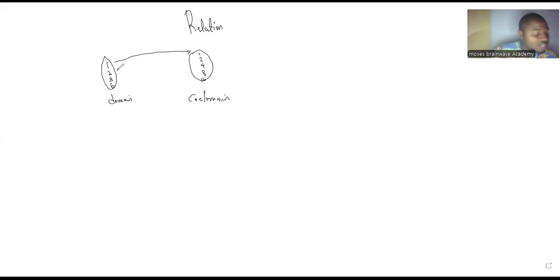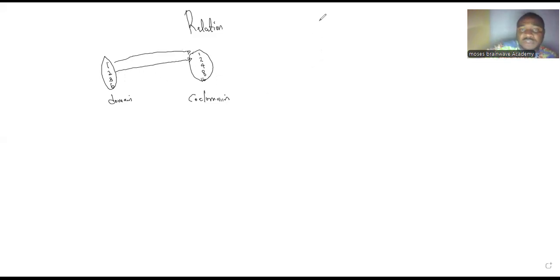We also have 2 related to 2, and this is how we draw mapping from one place to the other. Now, this is just a relation. We have not described any other kind of mapping or a function. So a relation can just be a mapping between two sets since they are well defined.